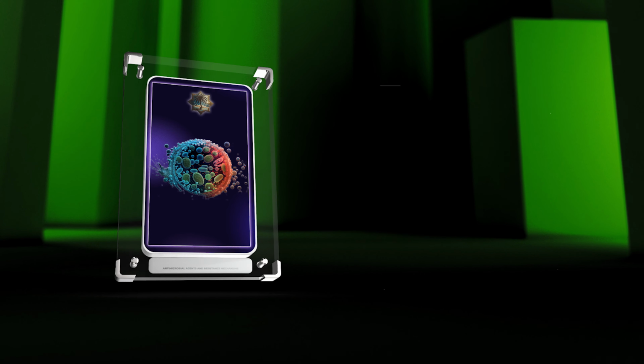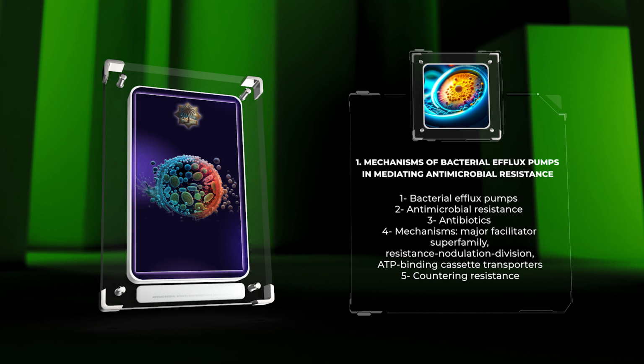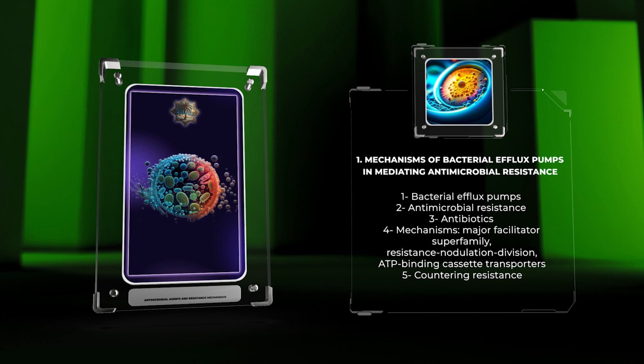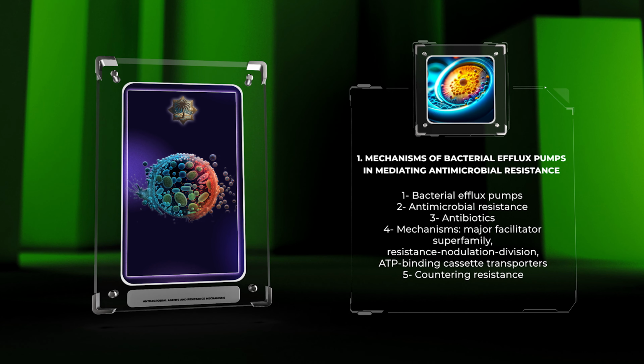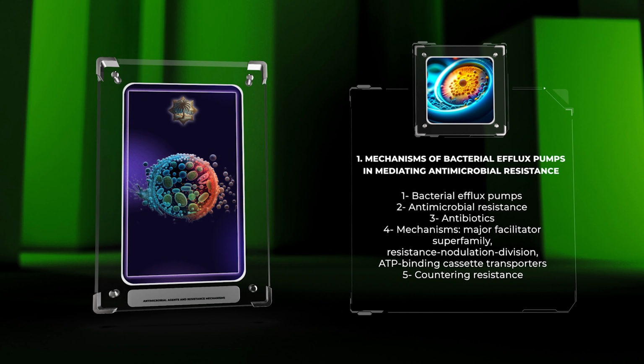Let's begin. Bacterial efflux pumps are essential for antimicrobial resistance, removing antibiotics from bacteria. Understanding their mechanisms, like major facilitator superfamily, resistance nodulation division, and ATP binding cassette transporters, is crucial for countering this resistance.